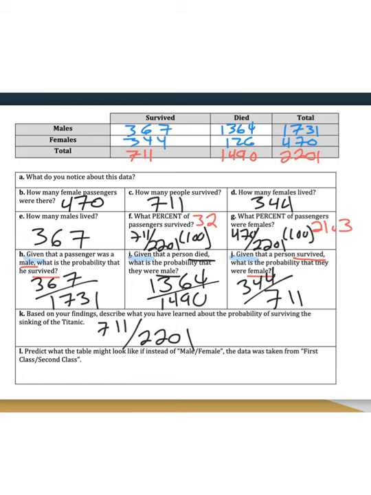For L, predict what the table might look like if instead of male and female, the data was taken from first class and second class. Historically speaking, we noticed that first class citizens are treated a lot different than second class citizens. So if we're looking at survival rate, the first class citizens would most likely have a much higher survival rate.